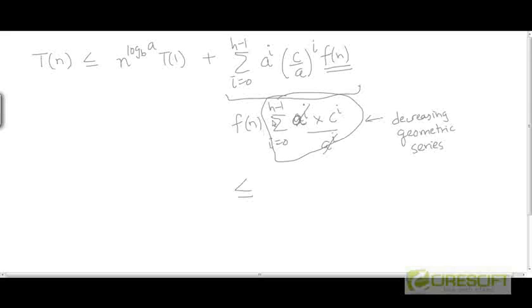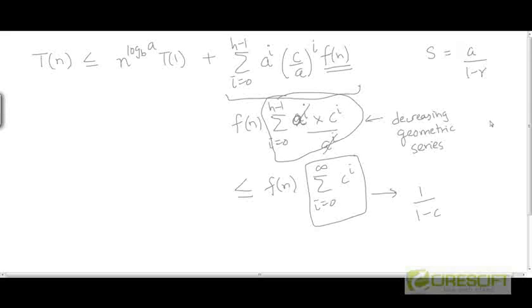This series, f of n multiplied by the summation of i equal to 0 to h minus 1 of c to the power i, is less than or equal to, we can simply extend the upper limit to infinity, make it an infinite series, and by doing so, we can use a simpler formula to say that this summation is 1 divided by 1 minus c. Again, we are using the formula where the summation of an infinite geometric series with a common ratio less than 1 is the first term divided by 1 minus the common ratio.